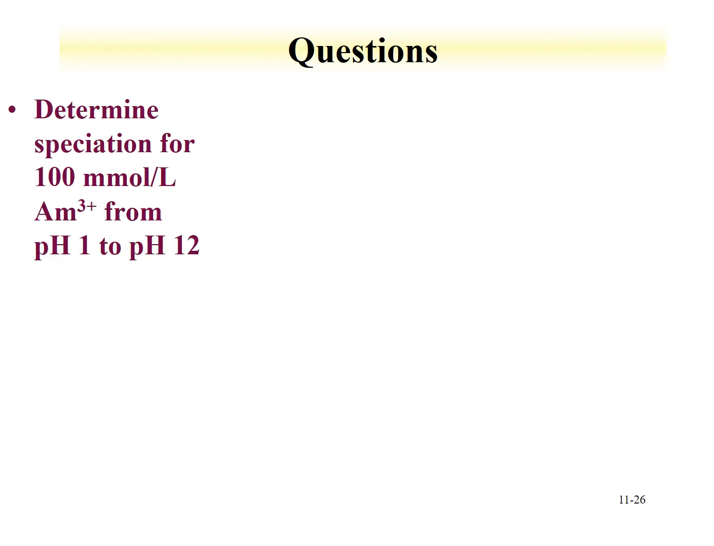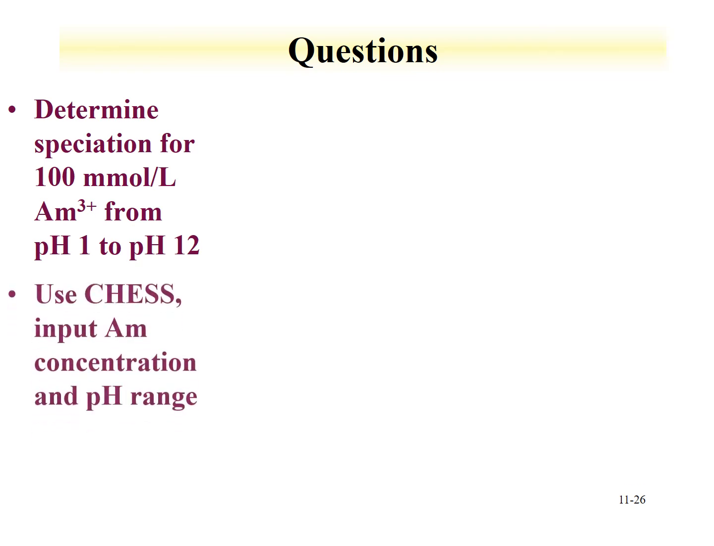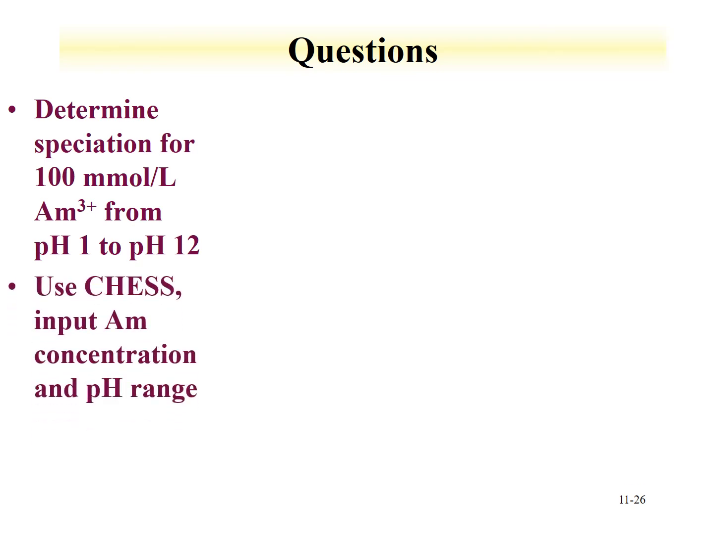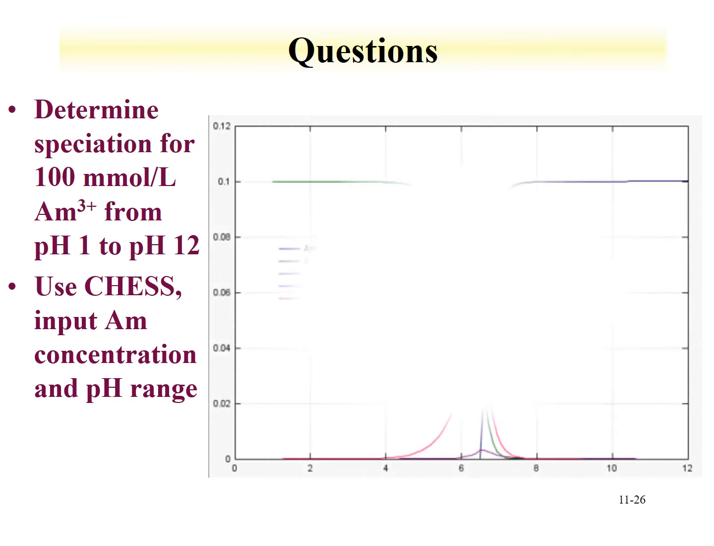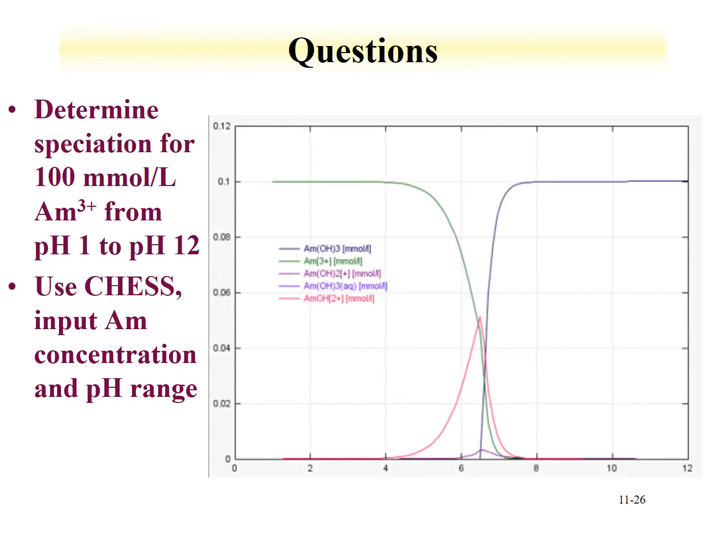Another question that you should be able to answer based upon the lecture is something to the effect of, well, determine the speciation for 100 millimole per liter americium-3 and determine the speciation from pH 1 to pH 12. What one would do, you could use CHEM, input the americium concentration in the pH range. This would have the way of accessing all the constants in the CHEM database, and you can develop a figure that would look like this, where you would see that the concentration of americium-3 is dominant at the lower pH.